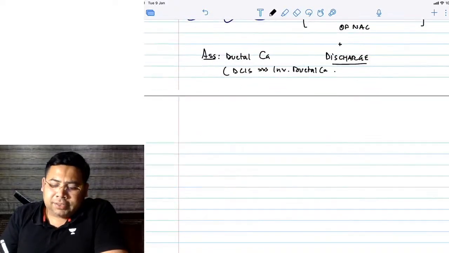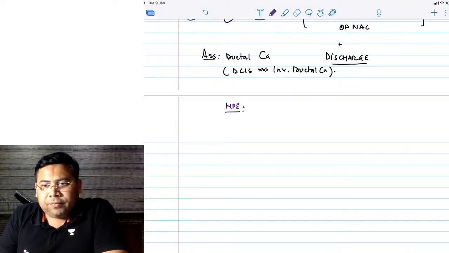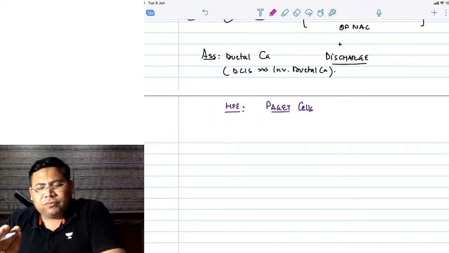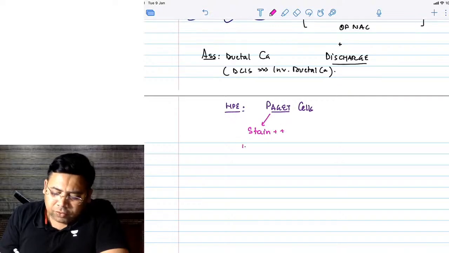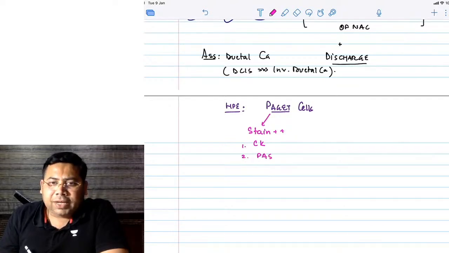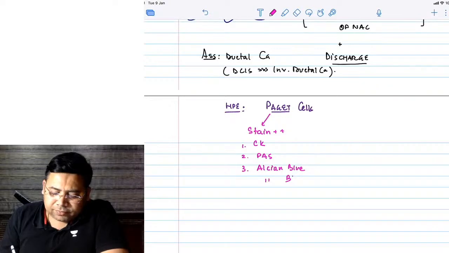Now try to understand one very important thing: on histopathology, on HPE, you get to see some special cells which are known as Paget's cells. What is so special about Paget's cells? They are oval and they have eosinophilic cytoplasm. They are the cells which stain positive for cytokeratin, periodic acid Schiff, PAS positive, then Alcian blue.